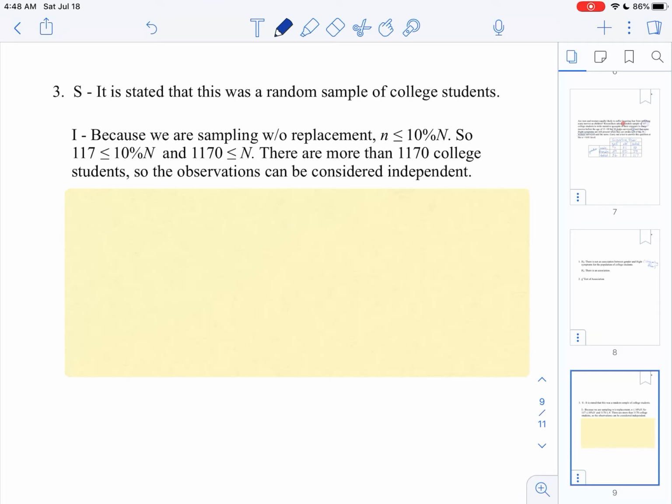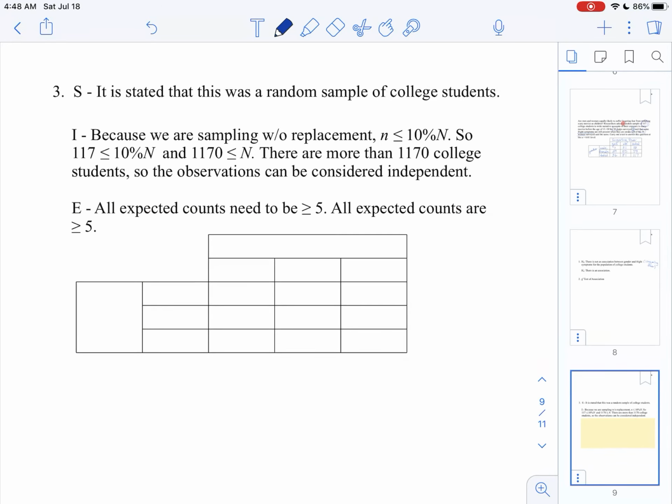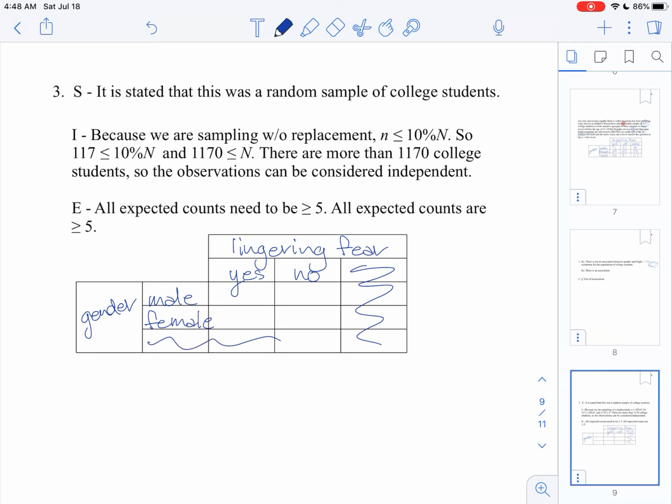And then for our E, right, we need to check our expected counts. We need all of our expected counts to be greater than or equal to 5. So I was just going to make a new chart here and say lingering fear, yes, no. I don't even need the totals. Gender. Did I do male first before female? And again, I don't need the totals because I'm really only worried about those expected values.